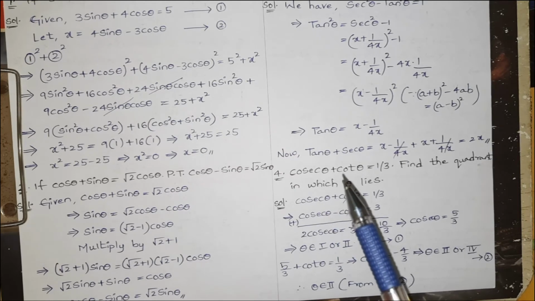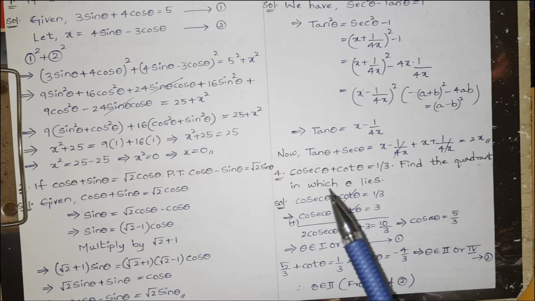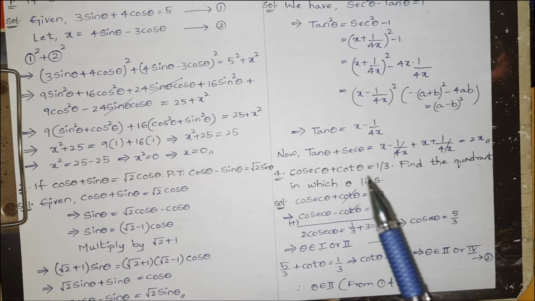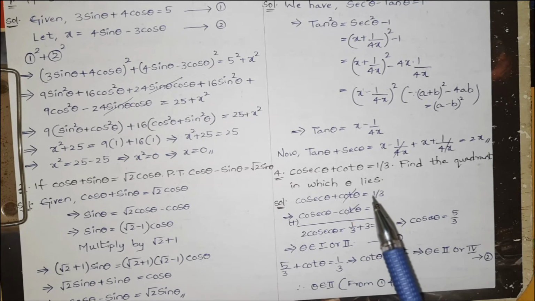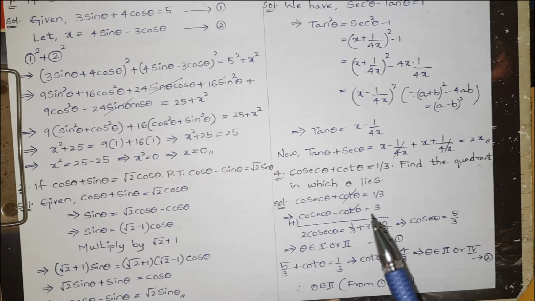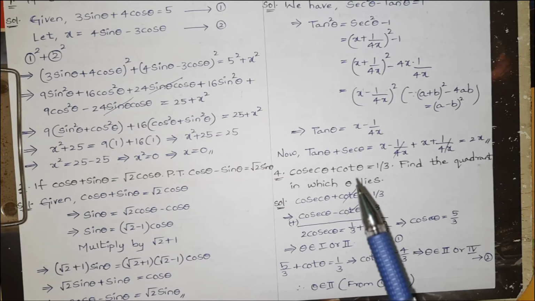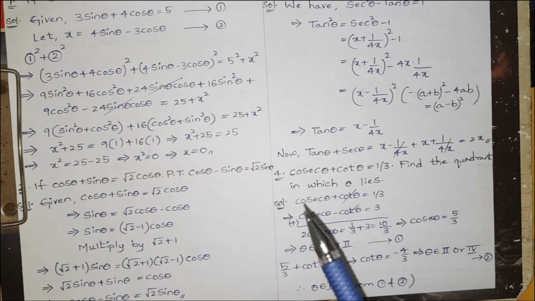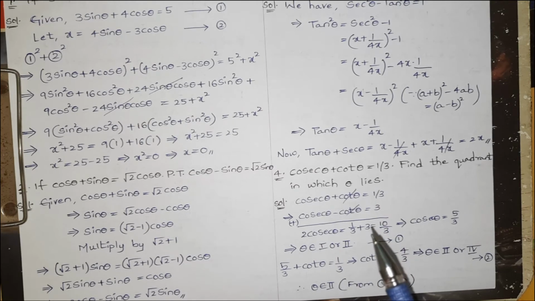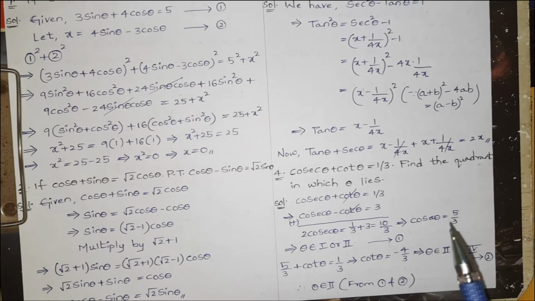Cosecant theta plus cot theta is equal to 1 by 3, find the quadrant in which theta lies. So given that cosecant theta plus cot theta is equal to 1 by 3, similarly we have cosecant theta minus cot theta equal to 3, that is the inverse of this. By adding both the equations, cot theta and minus cot theta will be cancelled, and cosecant theta plus cosecant theta is 2 cosecant theta, and 1 by 3 plus 3 is 10 by 3. So that implies cosecant theta is equal to 5 by 3.